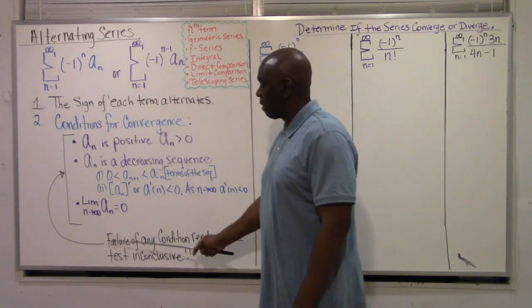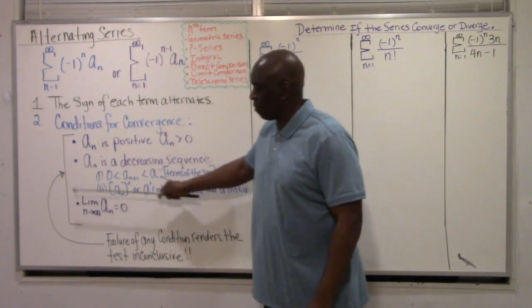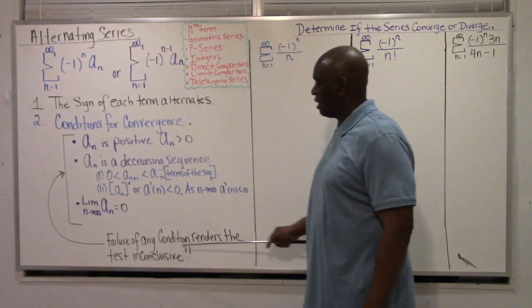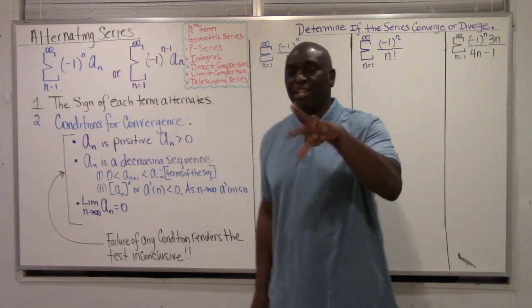Right? Check it out. Failure of any condition, that's why this arrow's here, failure of any condition renders the what? Test inconclusive. You can't determine anything.